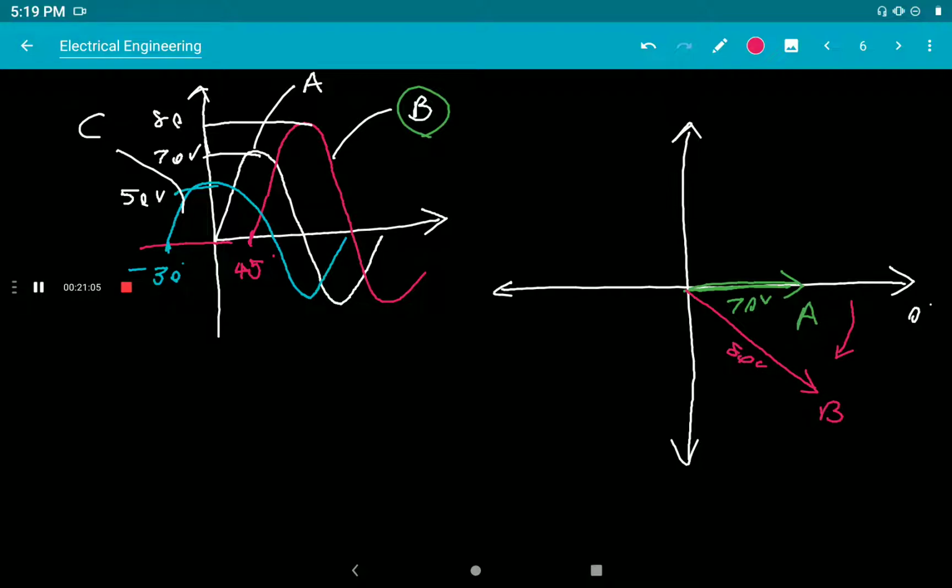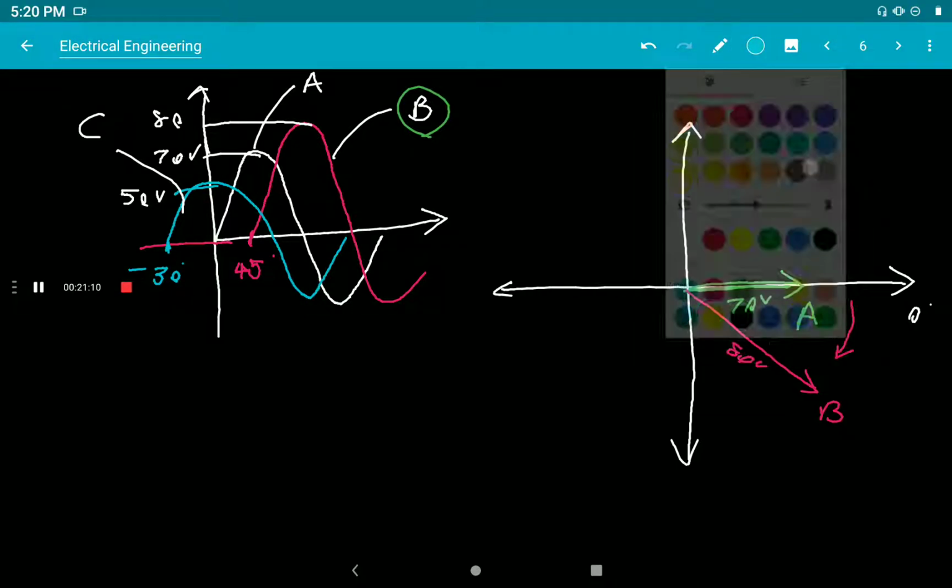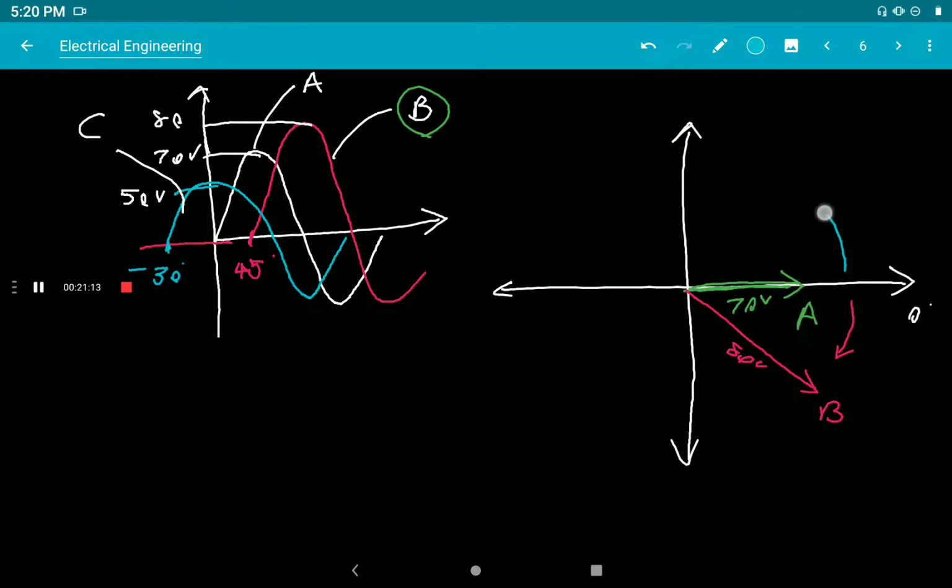That is vector B. Then take another vector, vector C. Vector C is a leading vector by an angle of 30 degrees. So minus 30 is represented in the anti-clockwise direction and the magnitude is 50. So mark 50 volt, that is vector C. Okay, so we can represent this angle as 30 degrees and this angle as 45 degrees.